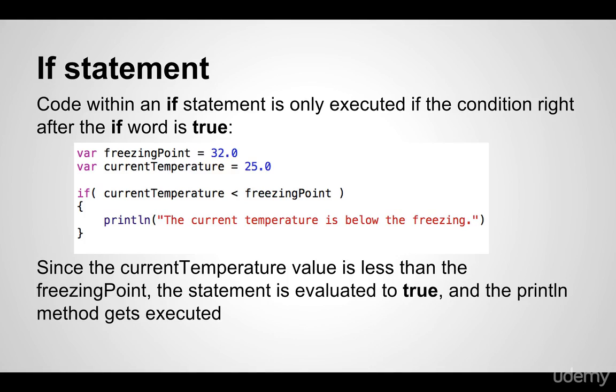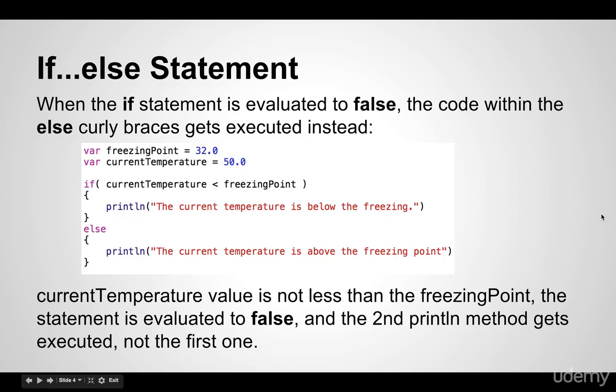So here in this example, let's take a look at this. We have two variables. We have the freezing point, that's 32 degrees Fahrenheit, and then the current temperature, that's 25 degrees, okay? And you see the if statement that says if the current temperature is less than the freezing point, then what's inside of the curly braces will be printed, okay? The current temperature is below the freezing point. And since the current temperature is less than the freezing point, 25 is less than 32, then the println will get executed, okay? So anything within those two curly braces will only get executed if the if statement is evaluated to true.